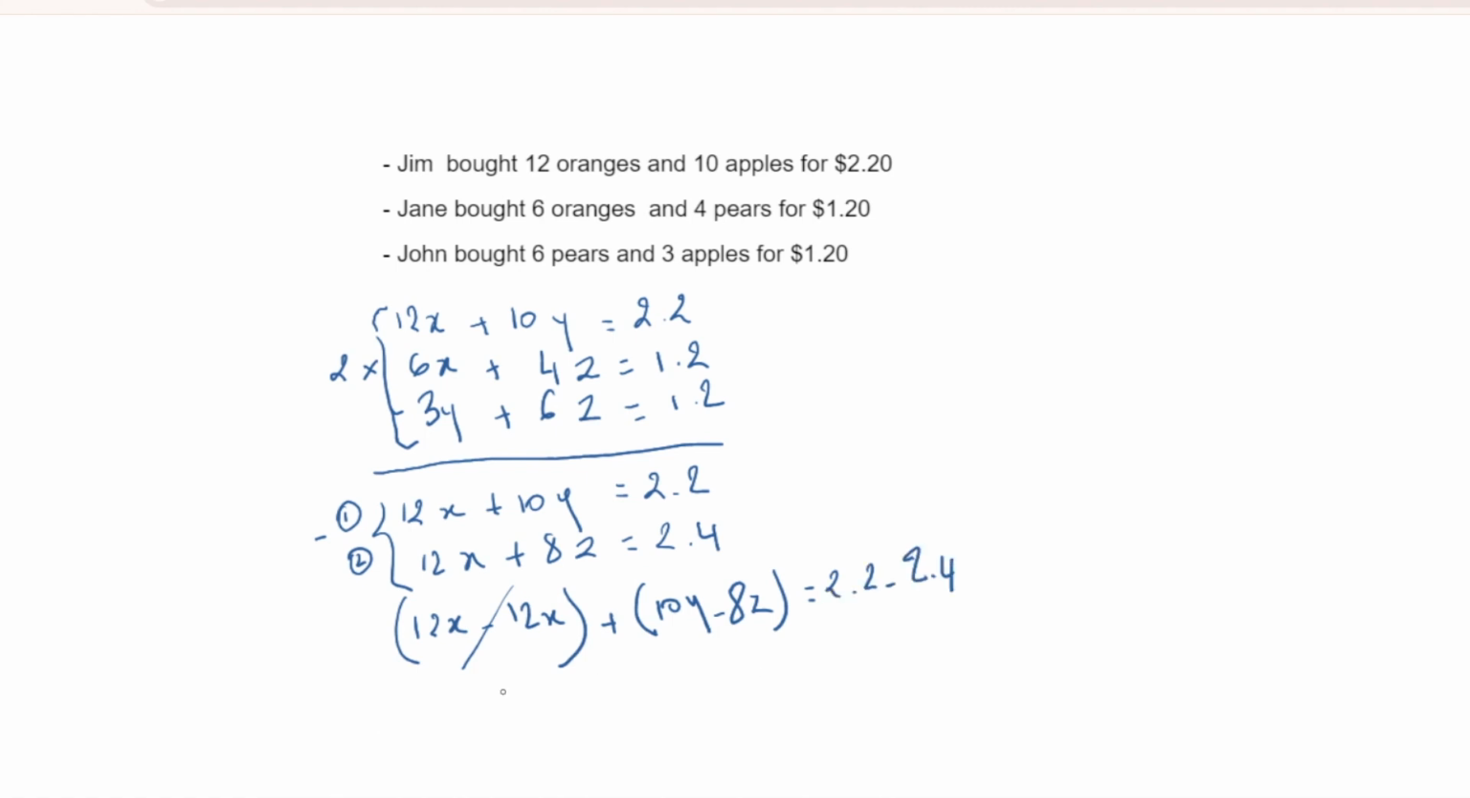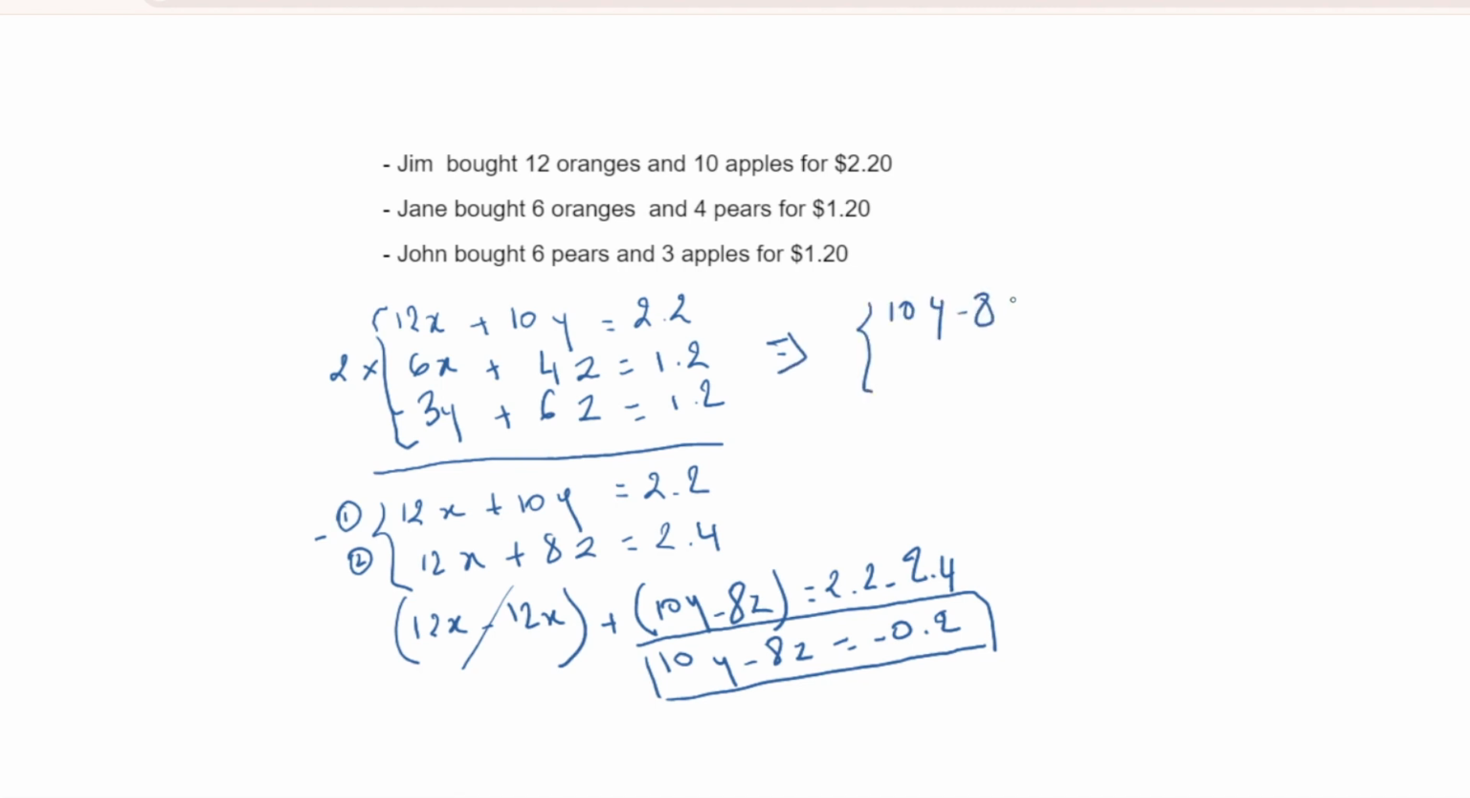So the equation will be 10y minus 8z equal to minus 0.2. So this is the first equation. We'll go here and replace it. So we have 10y minus 8z equal to minus 0.2, and we have the third equation, 3y plus 6z equal to 1.20.